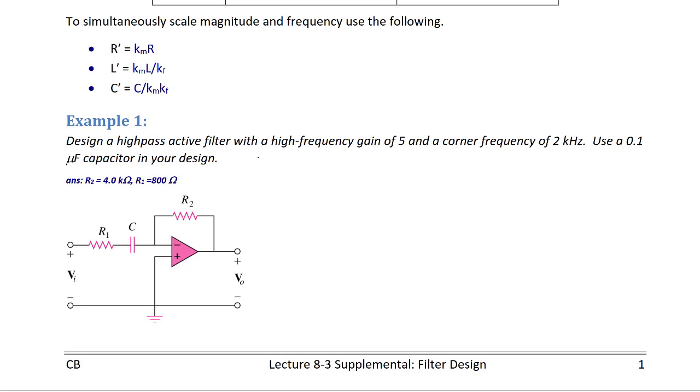Example 1. Design a high-pass active filter with a high frequency gain of 5 and a corner frequency of 2 kHz. Use a 0.1 microfarad capacitor in your design.